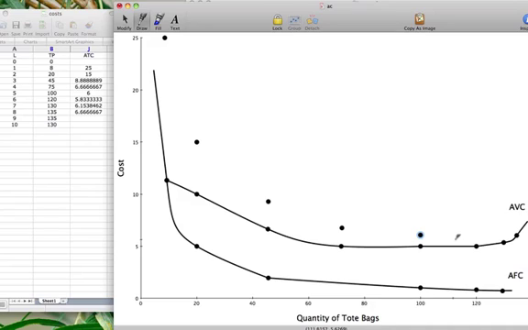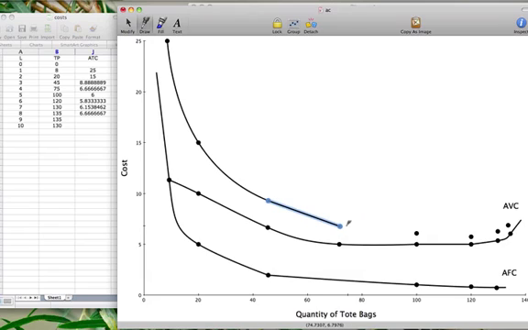When 120 units are produced, our average total cost is 5.83. When 130 units are produced, our average total cost is 6.15. And when 135 units are produced, our average total cost is 6.67. We can connect these dots to get our average total cost curve. We see that our average total cost initially decreases until it hits a minimum, and then it begins to increase.